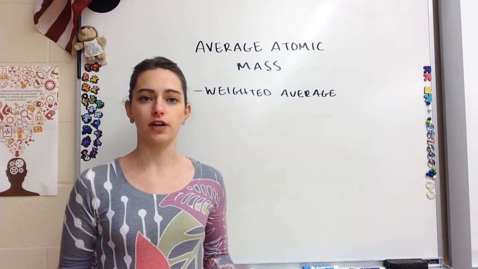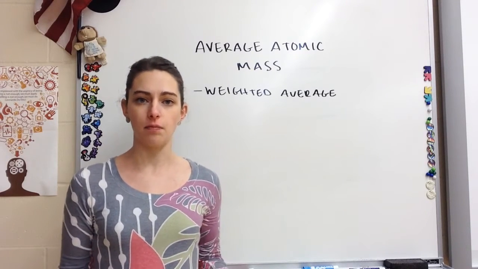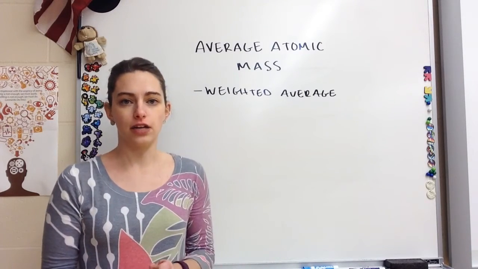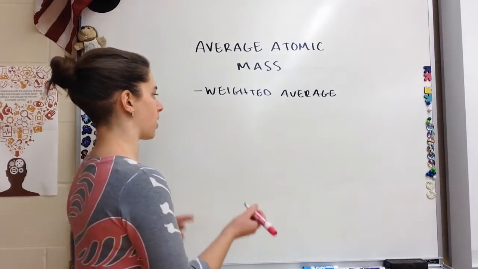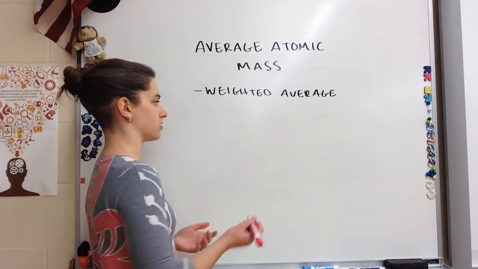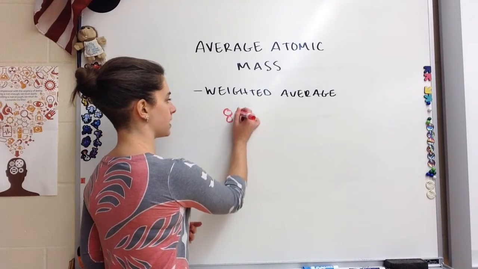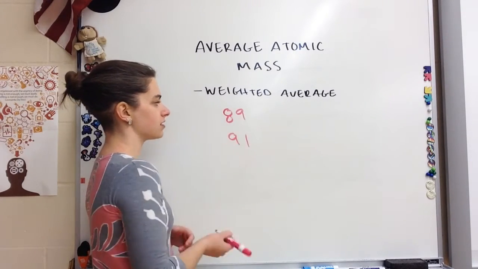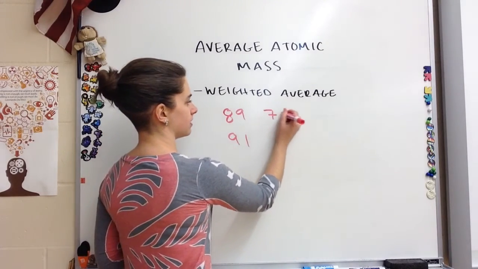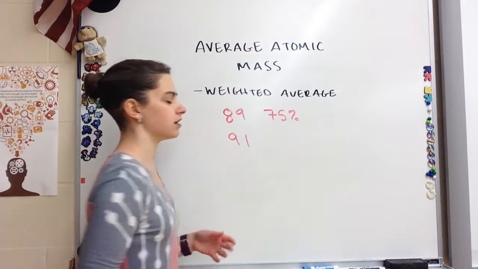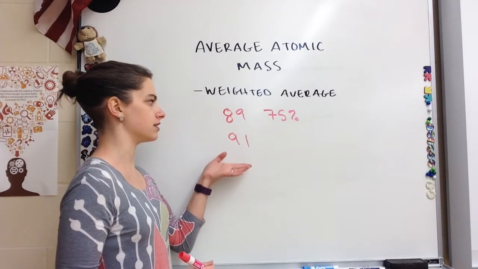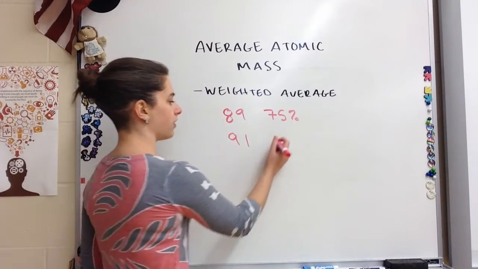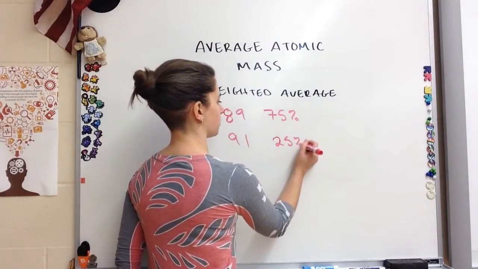So just as a quick refresher, we're going to do a totally made up, completely imaginary example problem here. Let's say, just for the sake of this example problem, that I have an atom that has two isotopes. One isotope has a mass of 89, the other isotope has a mass of 91. My isotope that has a mass of 89 is 75% abundant. So of all of the atoms of this particular element, 75% of those are the 89 isotope. The other 25% are the 91 isotope.